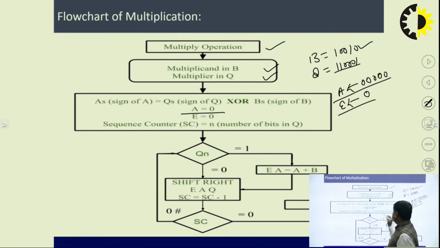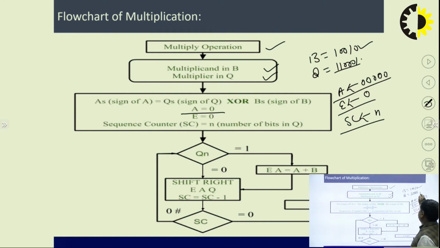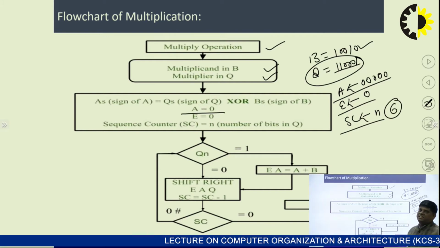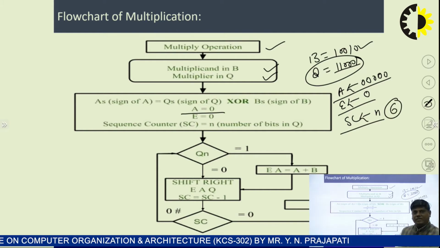And what is the sequence counter? That is N, or that N value depends upon the multiplicand and multiplier, totally based on this value. It means for this example, SC is 6. It means 6 times multiplication is required.